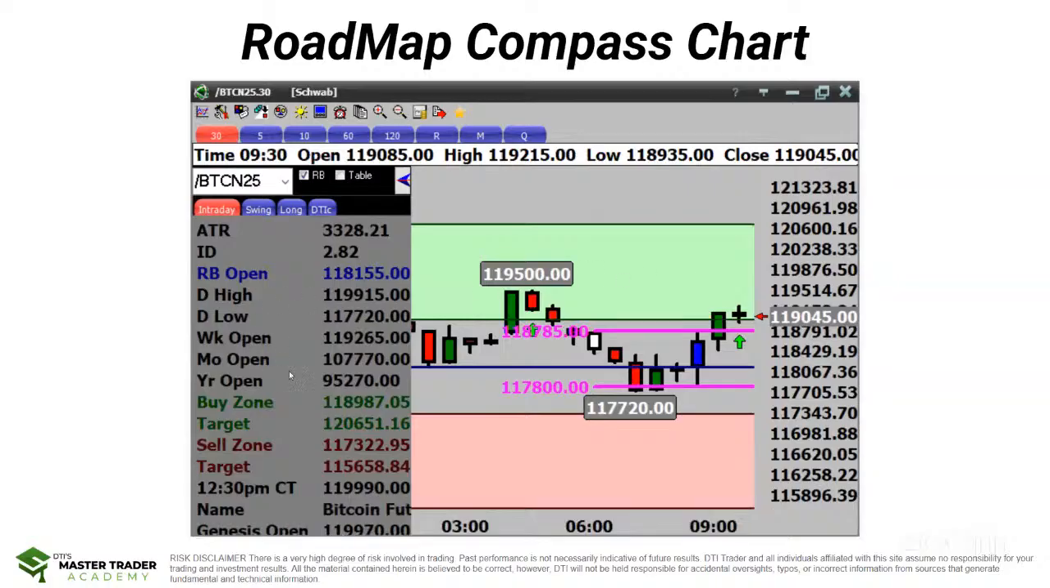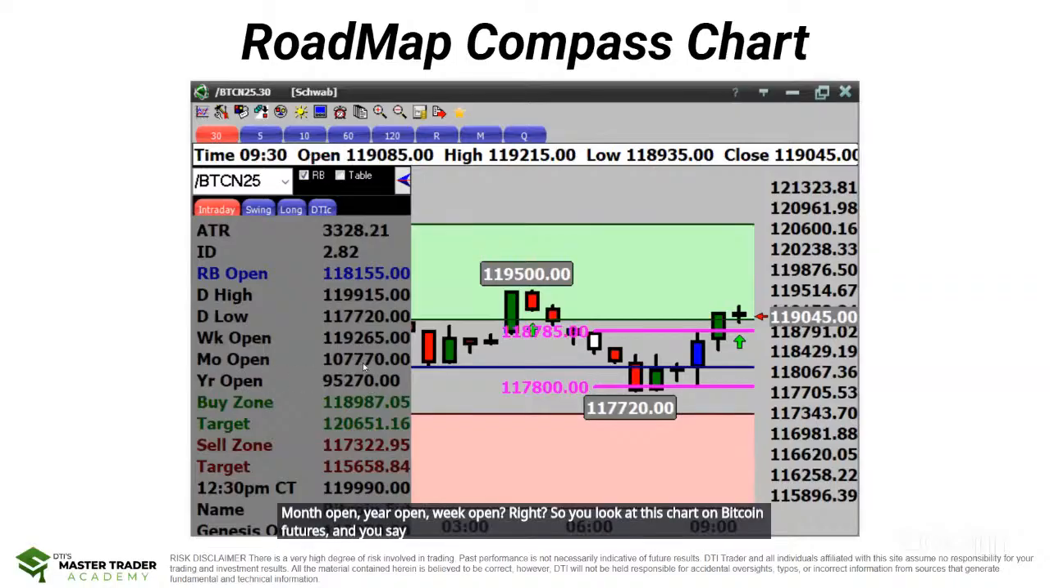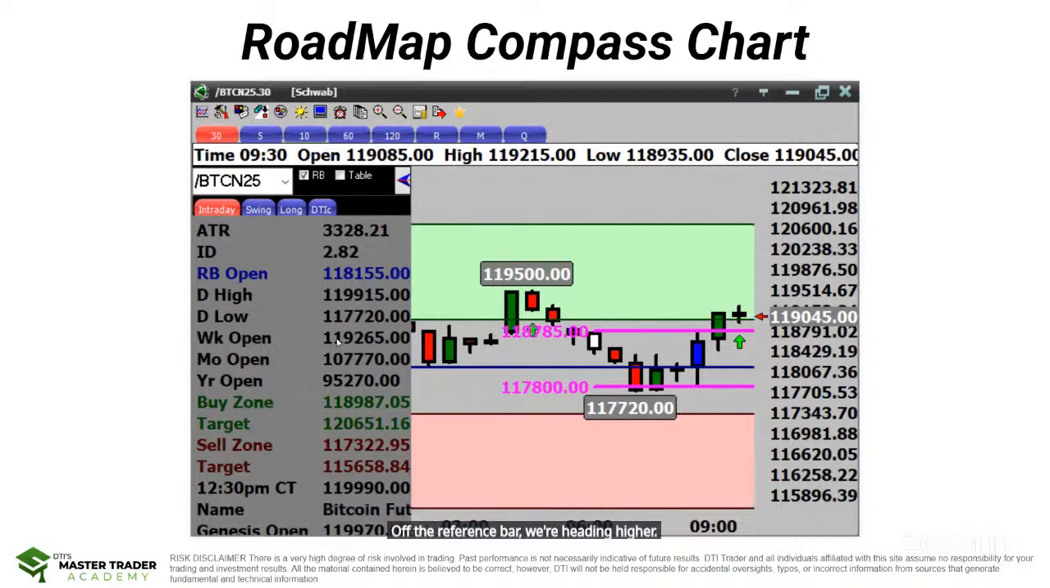Over here to the left, there's a metrics box that includes all of our key opens: month open, year open, week open, right? So you look at this chart on Bitcoin futures and you say, all right, it's above the year open, above the month open. Off the reference bar, we're heading higher. But look at this week open staring at us. We'd expect some sort of resistance at that week open. That's what it's there for, to remind you where these key opening prices are that act as support and resistance.